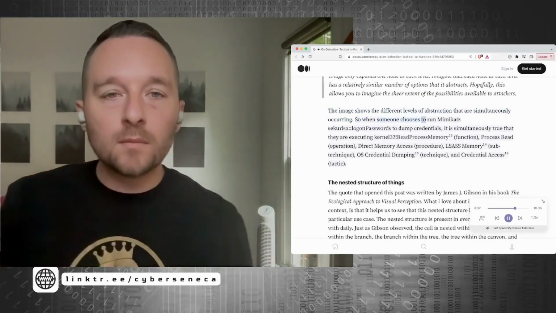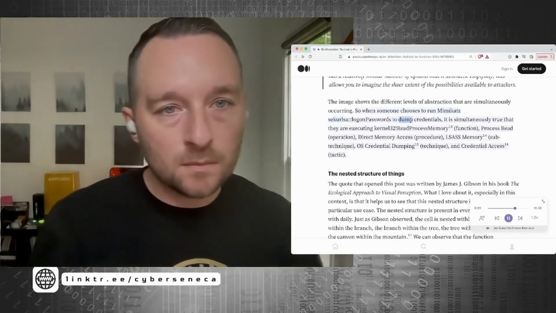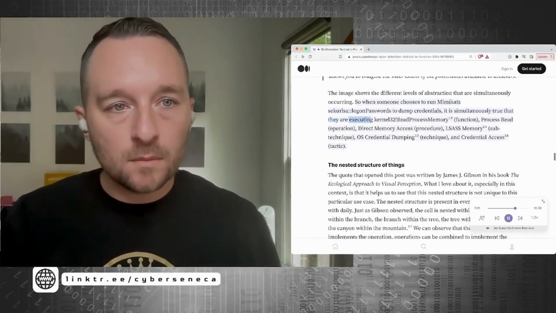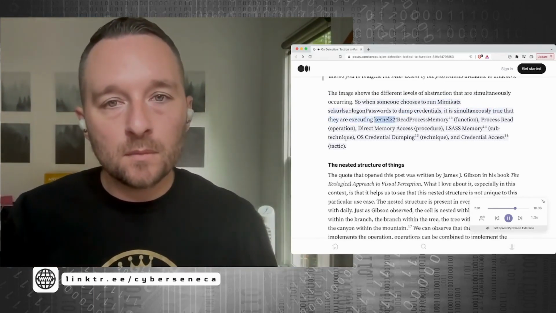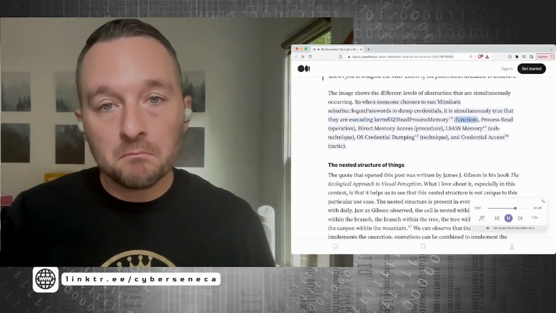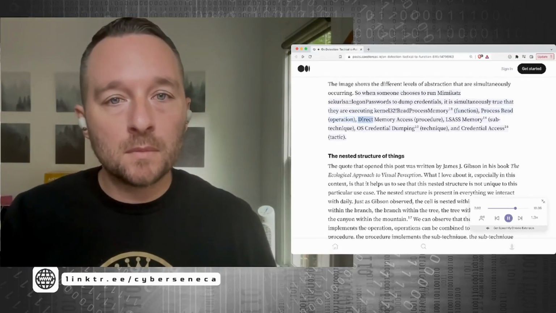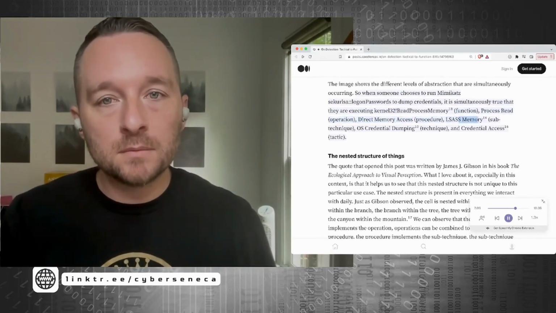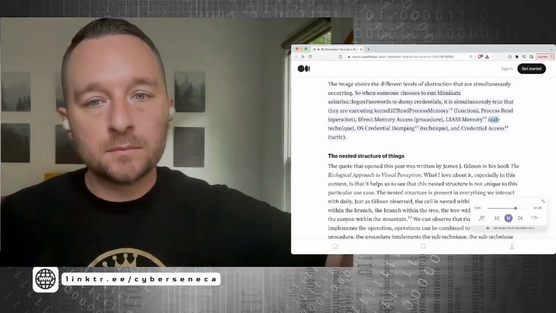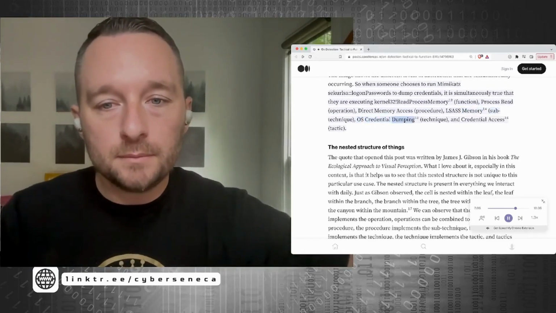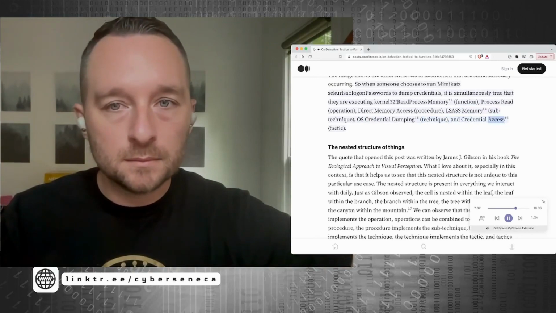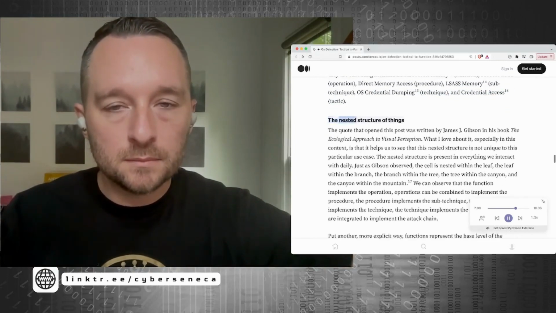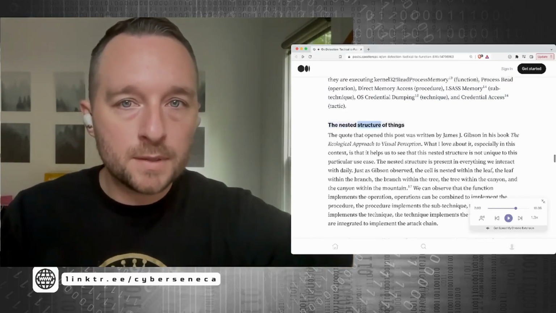So when someone chooses to run Mimikatz sekurlsa::logonpasswords to dump credentials, it is simultaneously true that they are executing Kernel32 ReadProcessMemory (superscript 1.3), function; process read, operation; direct memory access, procedure; LSASS memory (superscript 1.4), subtechnique; OS credential dumping (superscript 1.5), technique; and credential access (superscript 1.6), tactic. The nested structure. Yeah, so that's good.